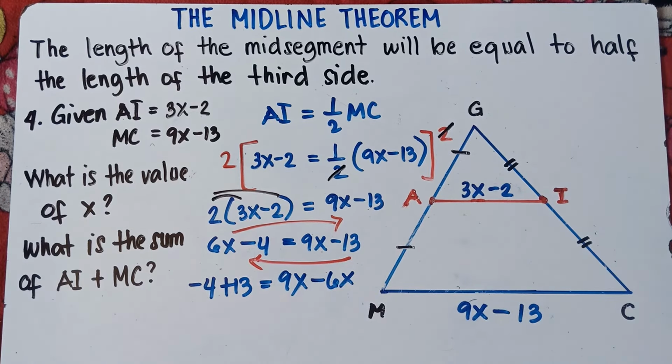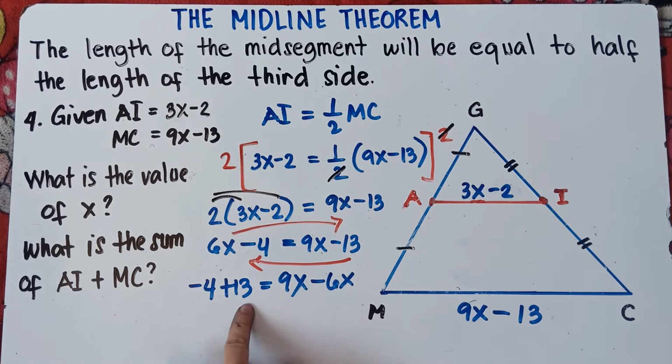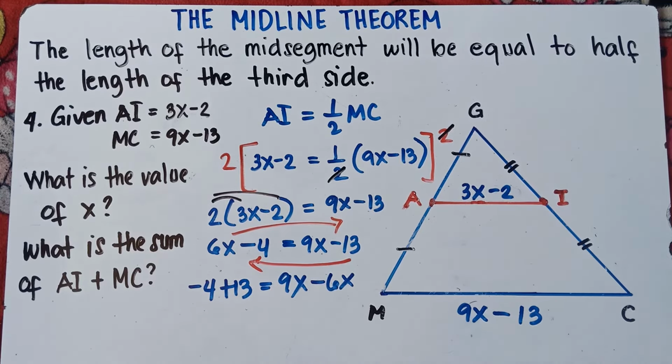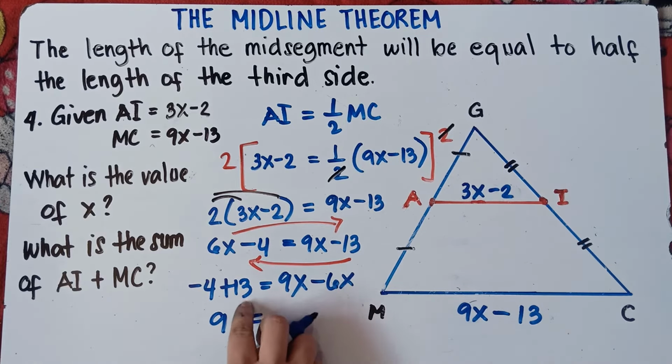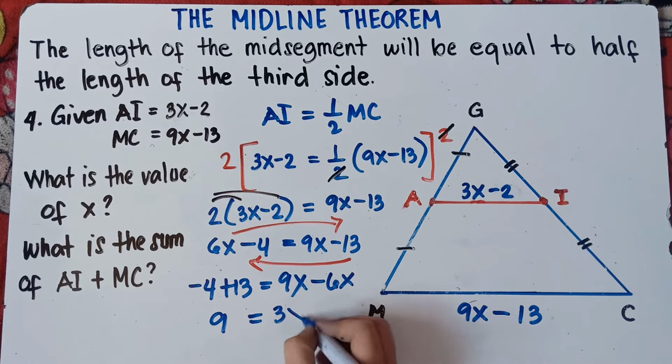All right, and then almost done. So we have 13 minus 4. What's the answer, class? Negative 4 plus 13. What's the answer for that? That's correct. If they don't have the same signs, negative 4, positive 13, subtract, then copy the sign of the larger number. So 13 minus 4, that is 9. Positive 9, because 13 is greater than 4. Then 9x minus 6x, that's 3x.